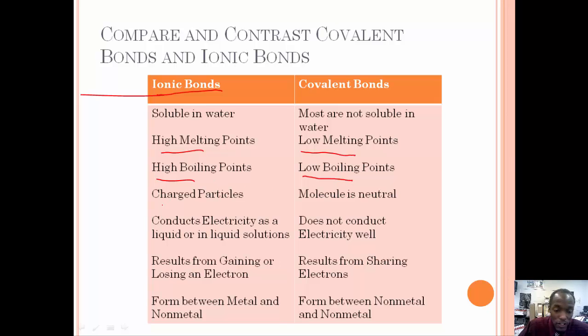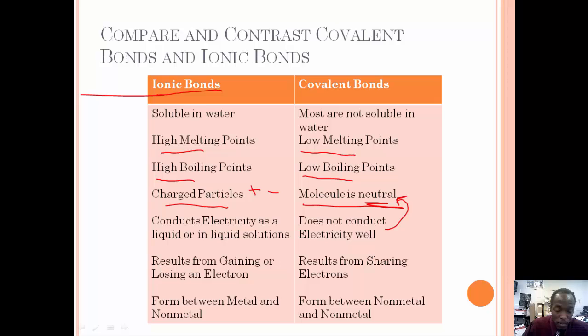In ionic bonds, they have charged particles, positive or negative. In covalent bonds, the molecules are neutral. Alright? In ionic bonds, they conduct electricity as a liquid or in liquid solutions. And in covalent bonds, no matter what, they do not conduct electricity well. Because, again, they're neutral.